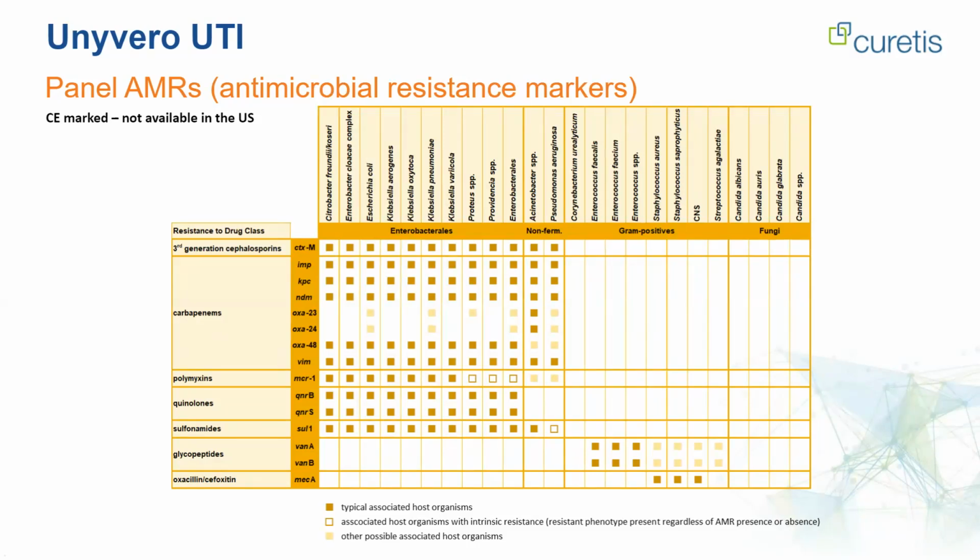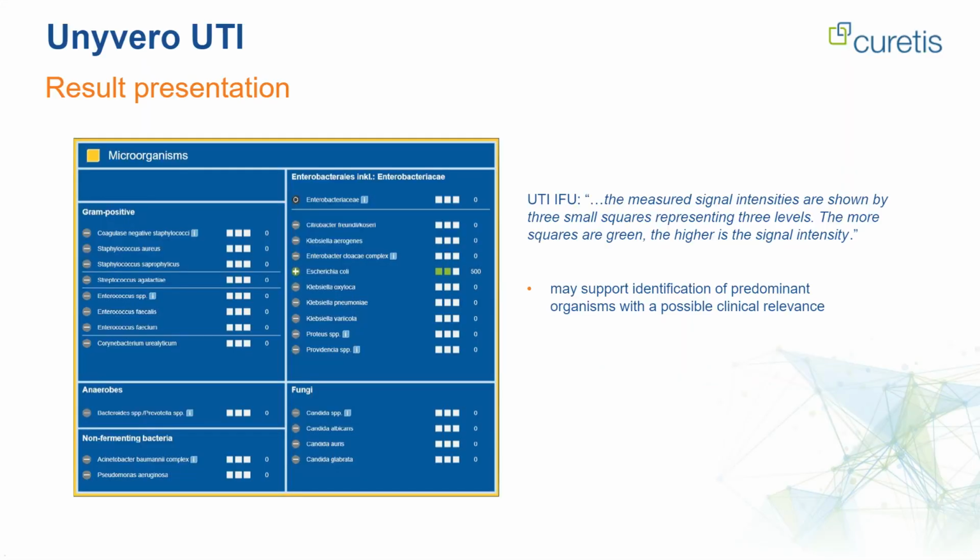On the gram-positive side, the panel comprises vanA genes relevant for vancomycin resistance in Enterococci, or mecA relevant for methicillin resistance in Staphylococci. Results from microorganisms are presented as a qualitative yes-no result, but together with 3 bars reflecting array signal intensities. So this may help you to identify predominant organisms.